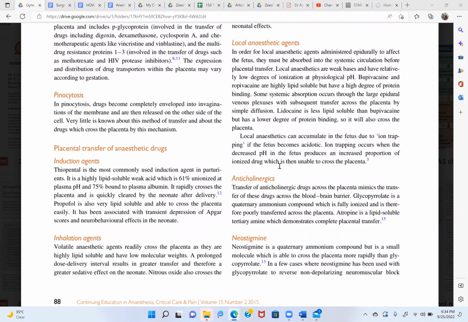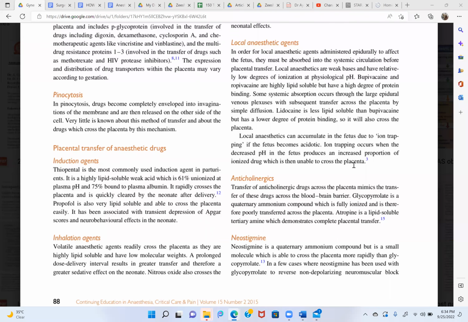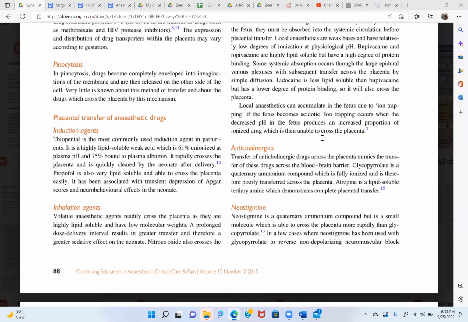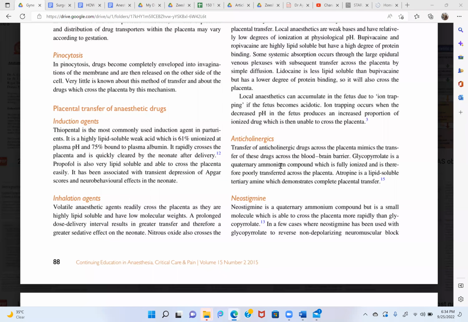Ion trapping occurs when the decreased pH in the fetus produces an increased portion of ionized drug, which is then unable to cross the placenta. Sir, my question is, is this ion trapping of local anesthetics only for IV administration, or when we give local infiltration, does this also cause ion trapping?